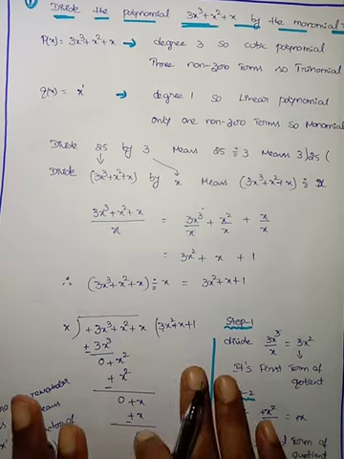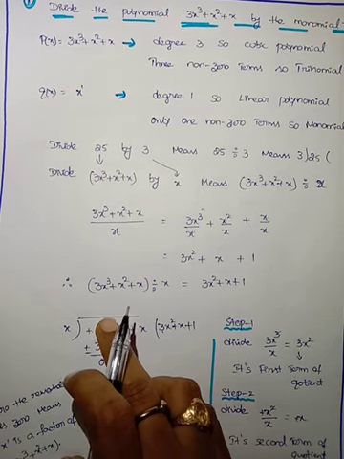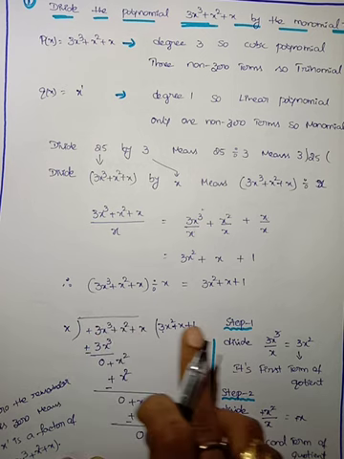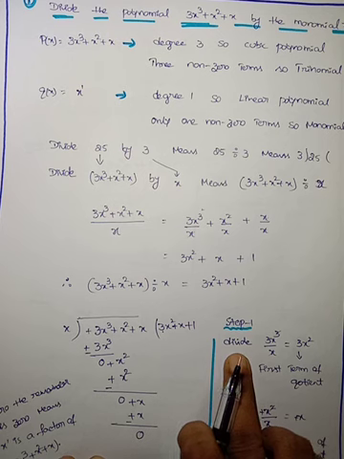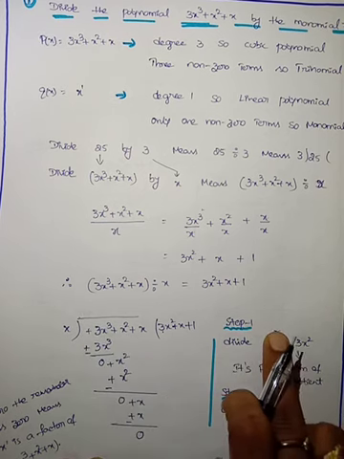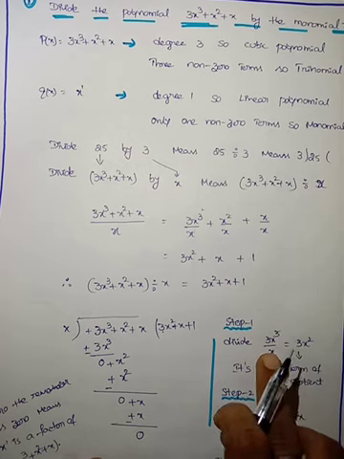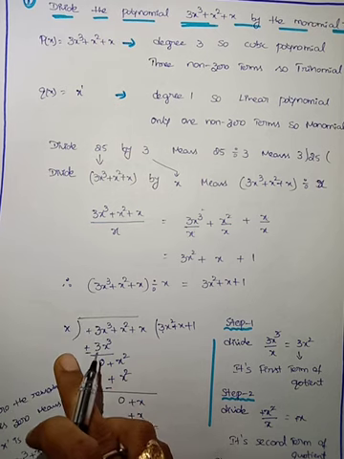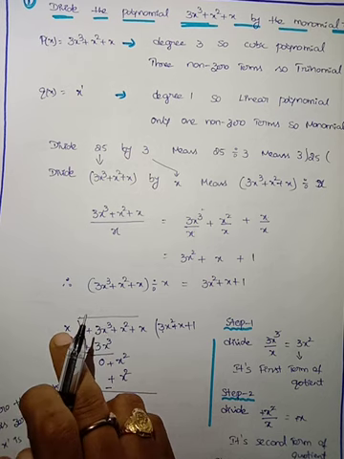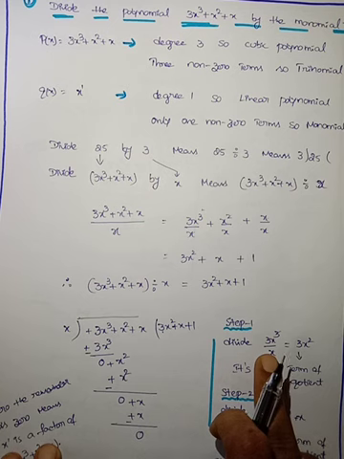Now what are you doing? First of all, step 1: you have to take the first term in the dividend, 3x cube. This 3x cube is divided by the first term of the divisor. Here there is only one term, that is x, so there is no problem. You have to write that term in the denominator.